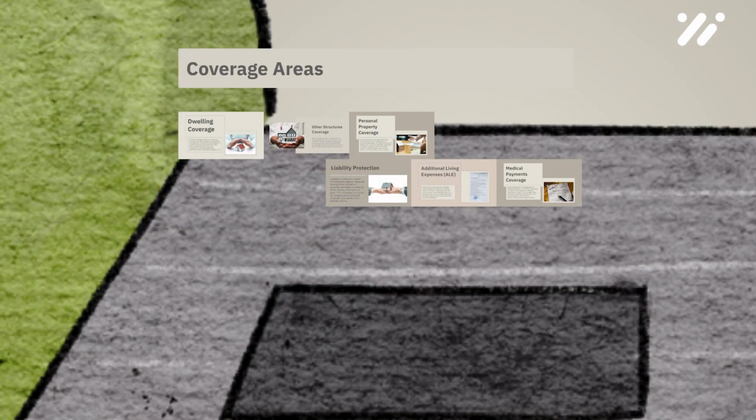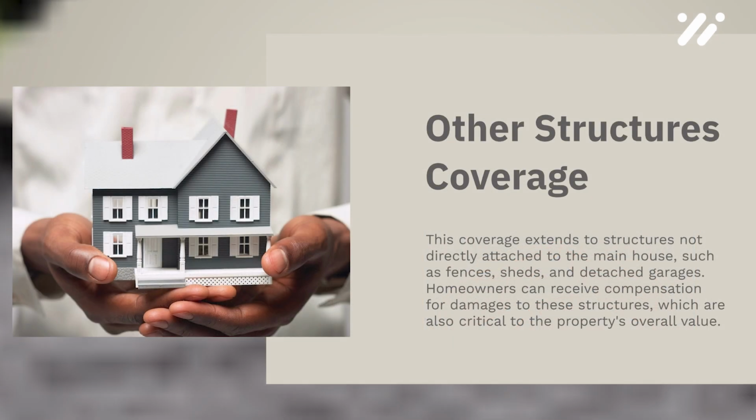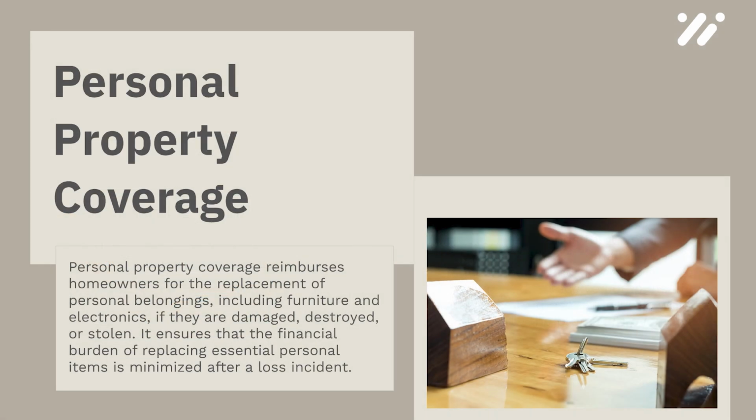A lot of people ask, what exactly does homeowners insurance cover? Homeowners insurance typically includes 6 key areas of protection. Dwelling coverage. This protects the physical structure of your home, including walls, roof, and foundation, against covered perils such as fire, windstorms, or vandalism. Other structures coverage. This covers structures not attached to the main house, such as fences, sheds, and detached garages. Personal property coverage. This reimburses the cost of replacing personal belongings such as furniture, electronics, and clothing if damaged, destroyed, or stolen.